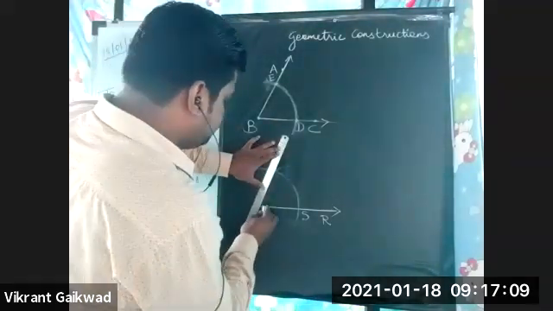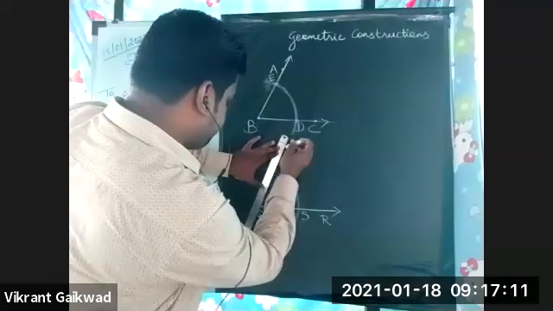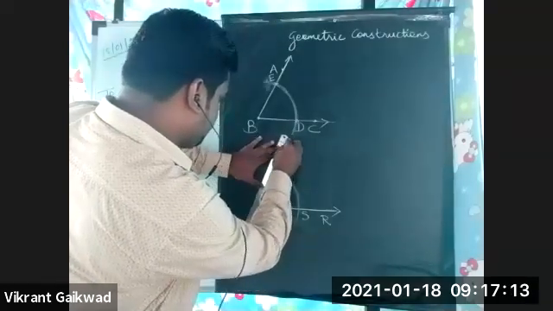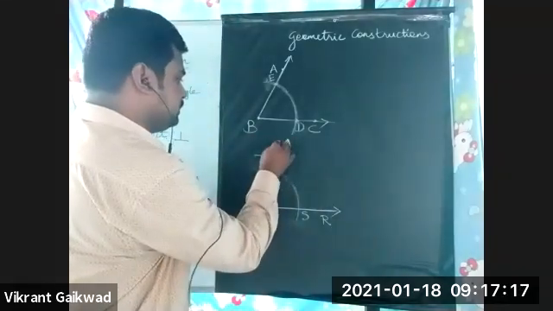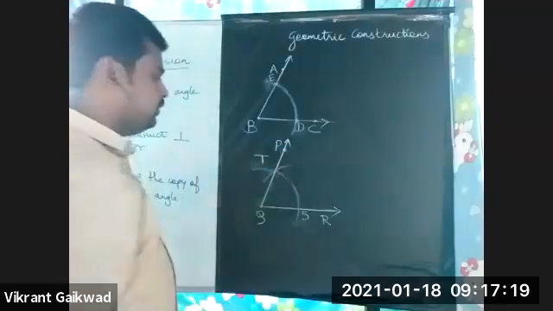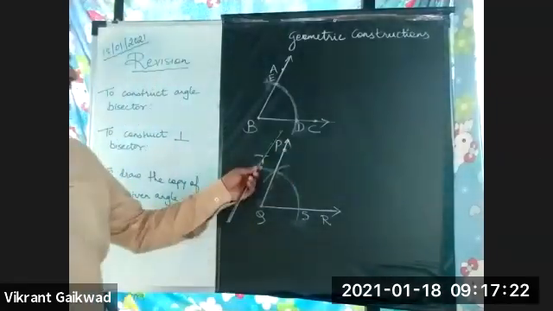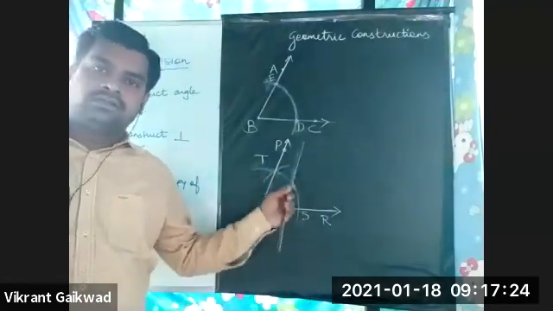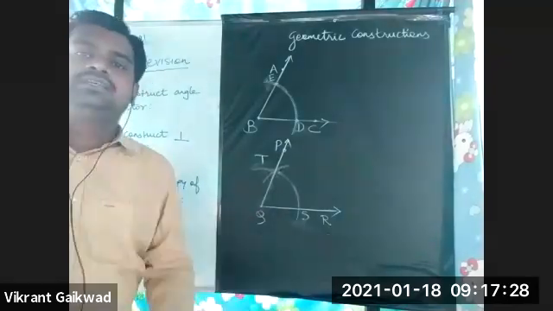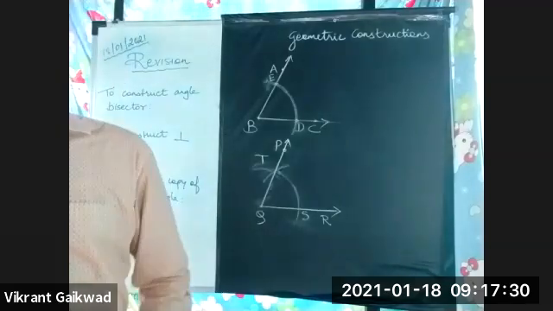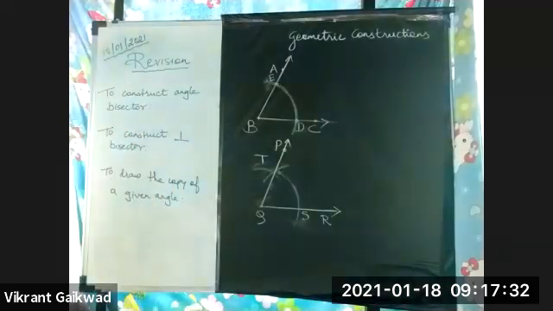Join Q to T. Mark point P. So this PQR, the angle which you get, angle PQR, is your required angle. Is this clear to all the students?